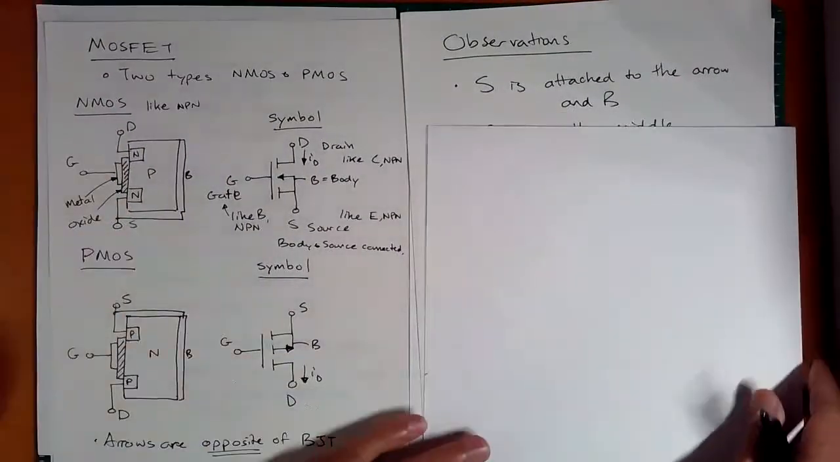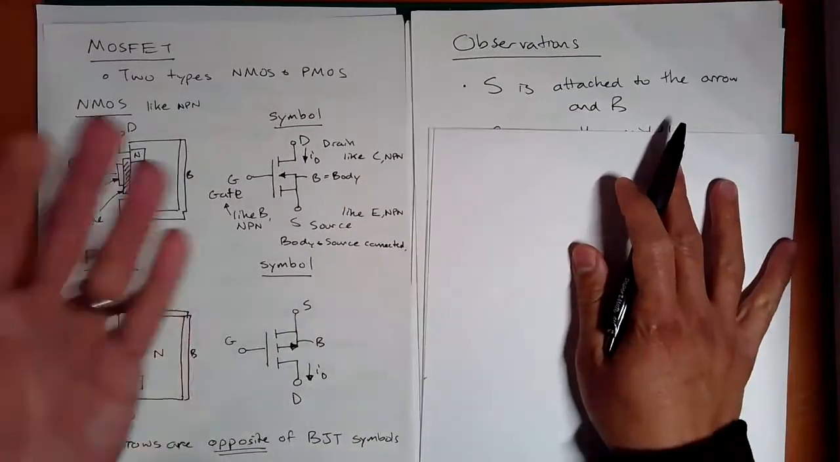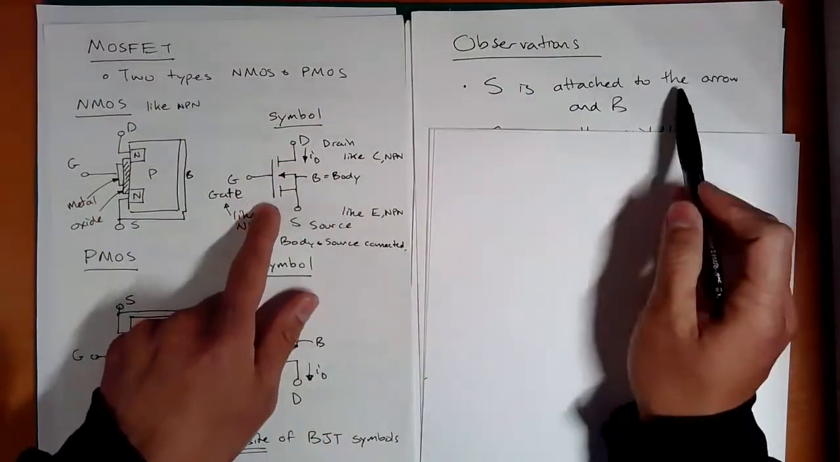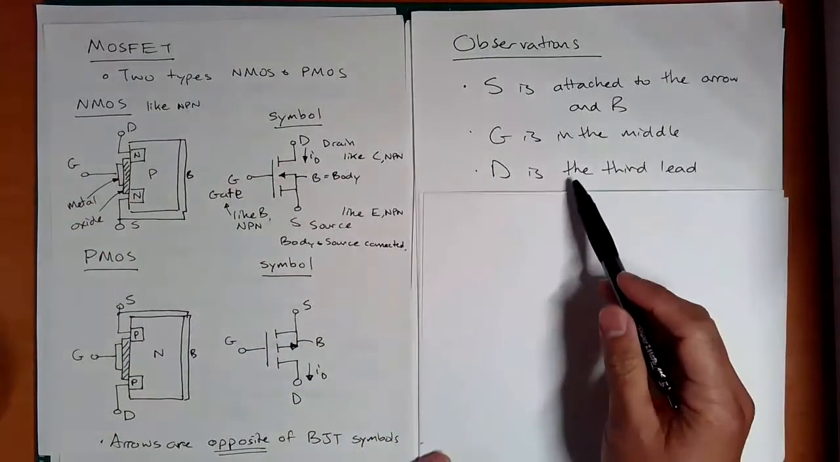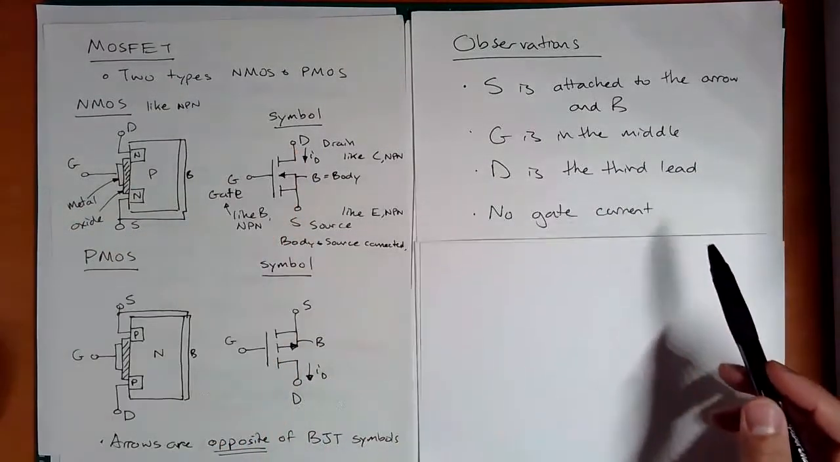Okay, so again, let's just repeat some observations that we can see from here. S is attached to the arrow, just like the emitter. G is the middle, it's like the base. D is the third lead, whatever's left over, okay?